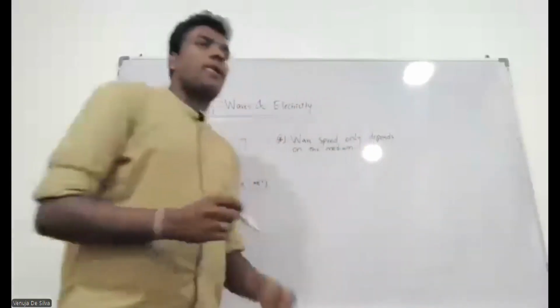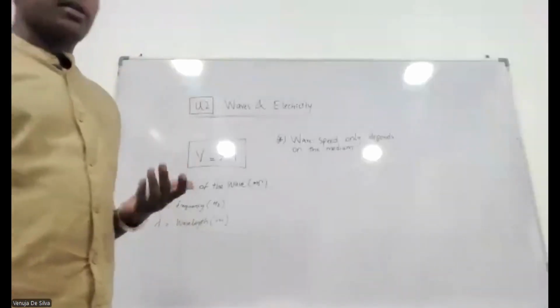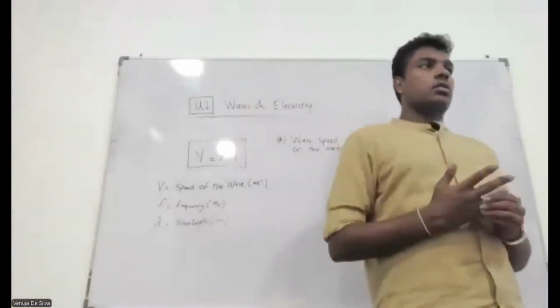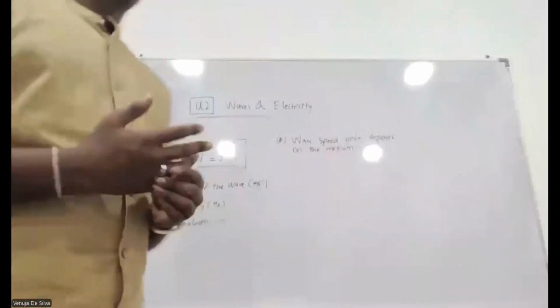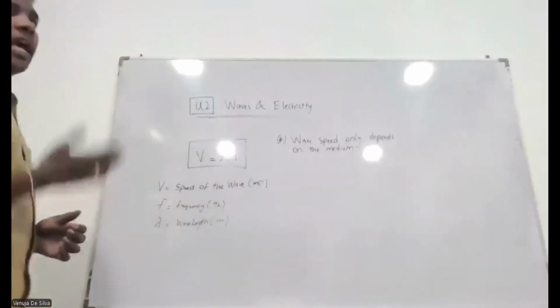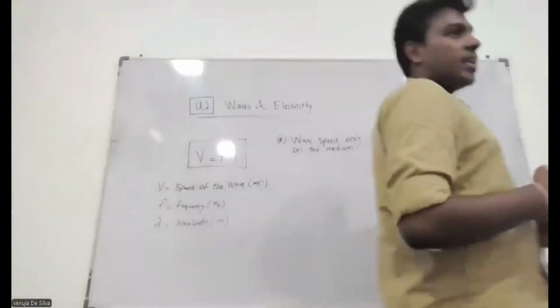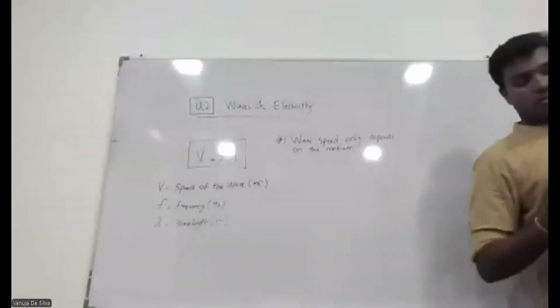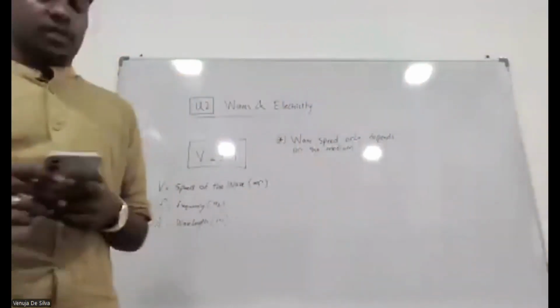Why is that? Speed differs depending on what the wave is traveling through. For example, what is the speed of light in a vacuum? Light is a type of wave. What is the speed of light in a vacuum? 3 times 10 to the power 8 meters per second. That is 300 million meters per second in a vacuum.